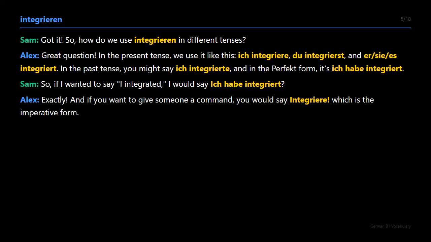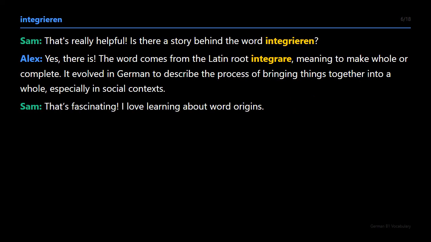So, if I wanted to say I integrated, I would say ich habe integriert. Exactly. And if you want to give someone a command, you would say, Integriere, which is the imperative form. That's really helpful. Is there a story behind the word? Integrieren.